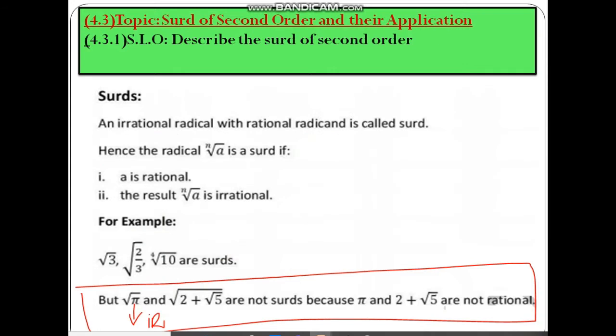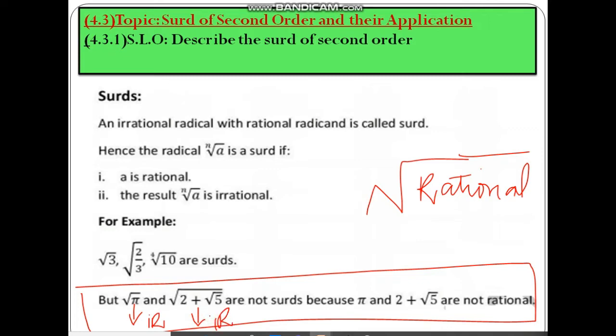Whatever is under the radical sign should be rational, meaning under the radical sign should be a rational number. If it is irrational, then this will not be a surd. This is also not a surd, because the inner one is also an irrational number.